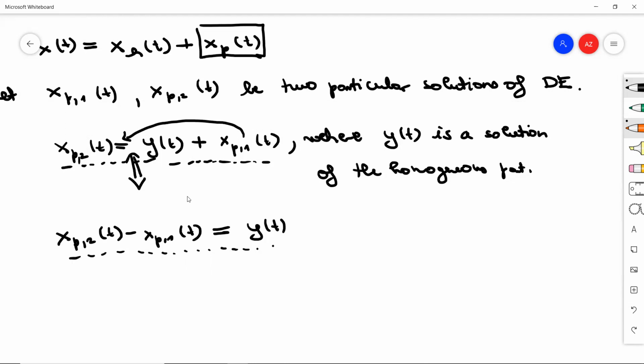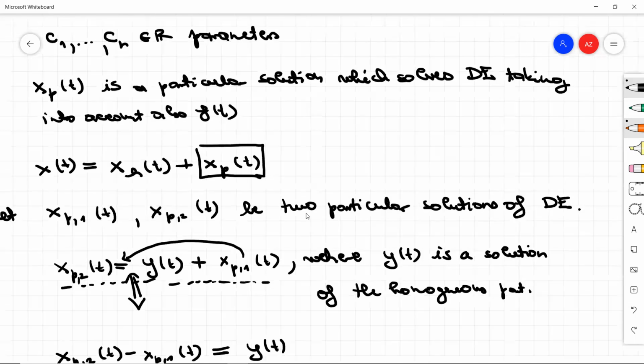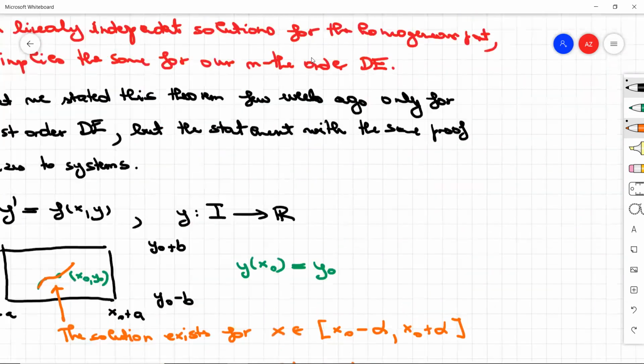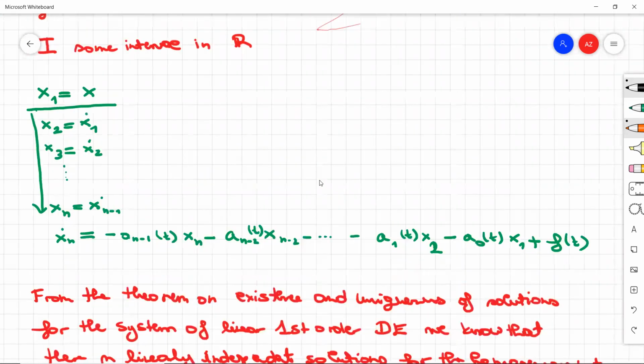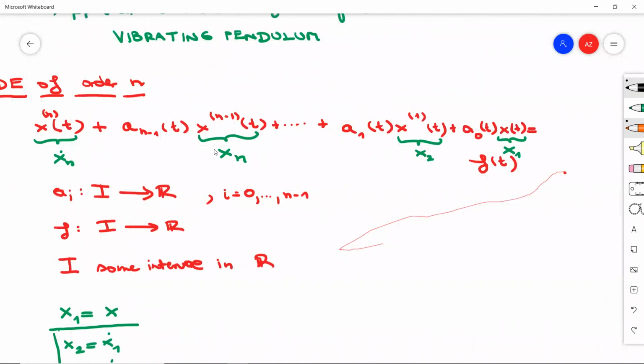Yes, that's true. So let's return to our differential equation. So this is our differential equation. We are claiming that we have two particular solutions. So we plug in xp1 of t for x. We get that xp1 must satisfy this differential equation. So instead of x of t, we plug in xp1 and so on.